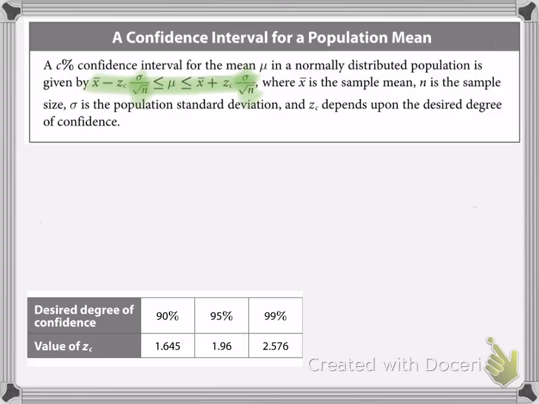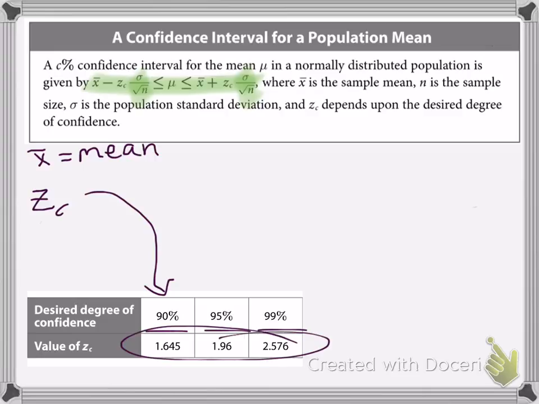So this is the equation we're going to be using today. So let's define all the terms in the equation first. The first thing is x bar, which we said previously was the mean. The next thing is the z of c, which depends on the confidence interval, but if they say 90%, 95, or 99, you'll be using these numbers respectively.